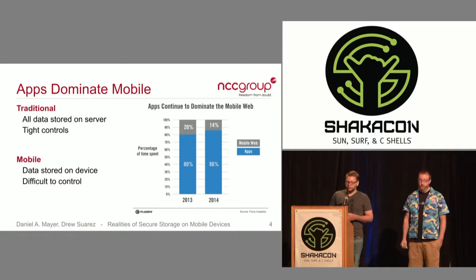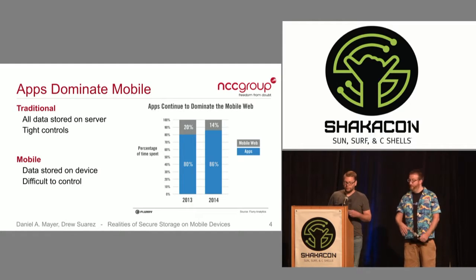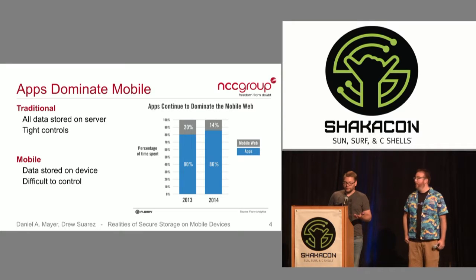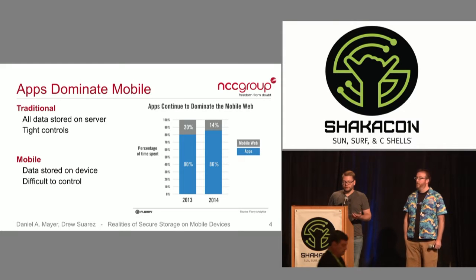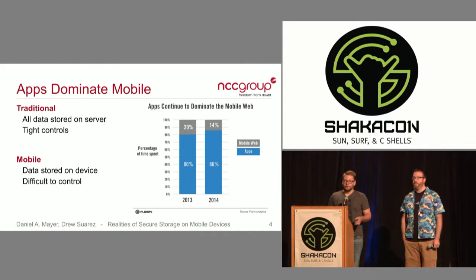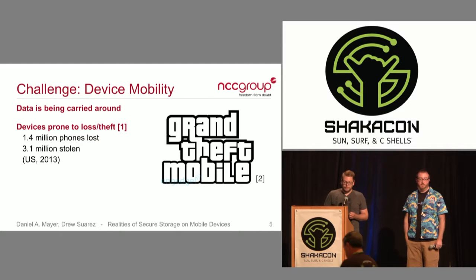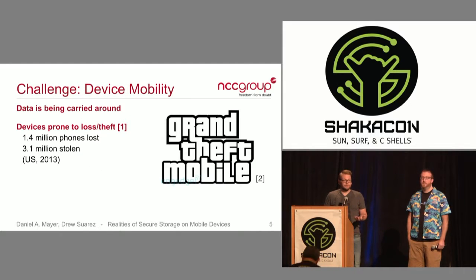And if you look at how people use mobile devices, we see that they're mostly using applications. So if you look at some graphs, you see that 90% of people are using mostly apps on their device and not using the mobile web. So they actually have apps which are able to store data on the device. So the problem is, we need this mobility, right? That's the purpose of these devices. So the data which we have is being carried around constantly, and that exposes it much more than previously.